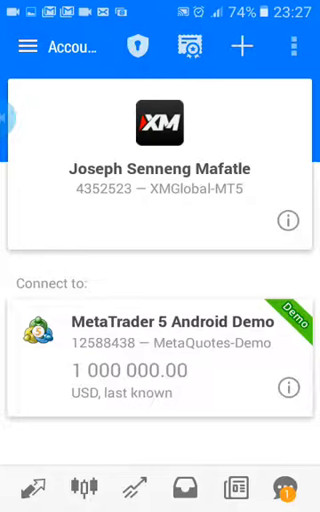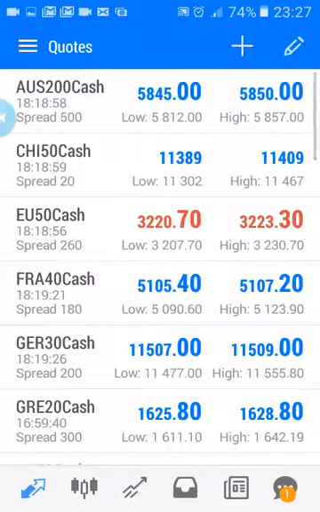So as you want to log into your MetaTrader 5, you press any of these signs down here, not actually buttons but signs. I want to log in straight to my currency platform. So I'll just press these double arrows at the bottom left corner. I am inside my currency platform.